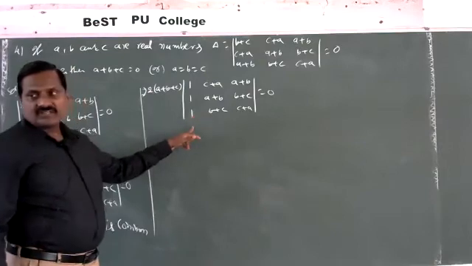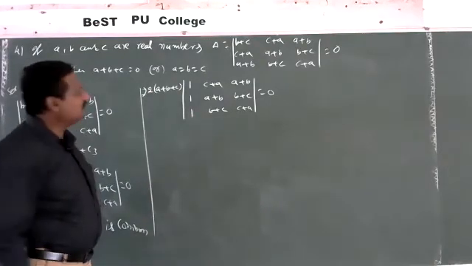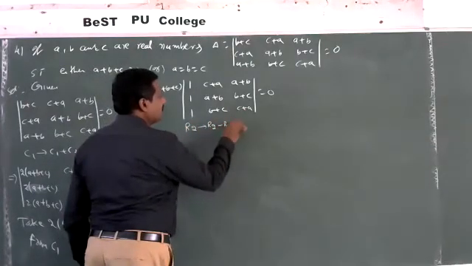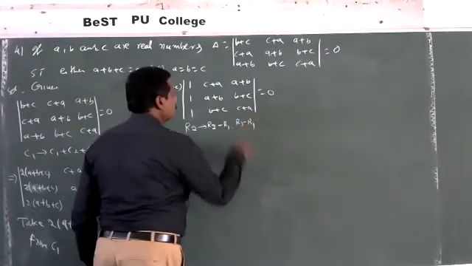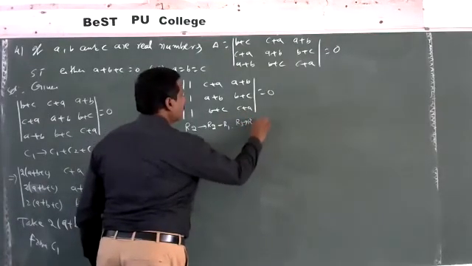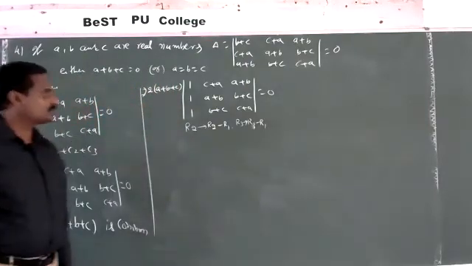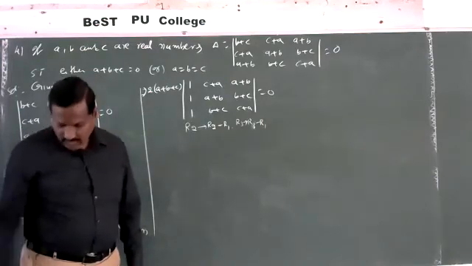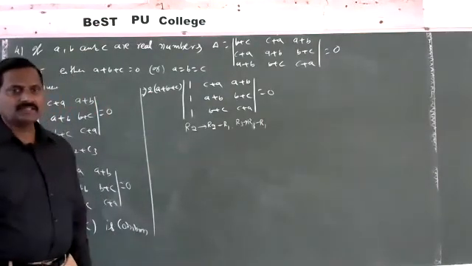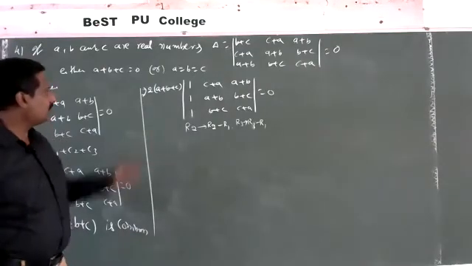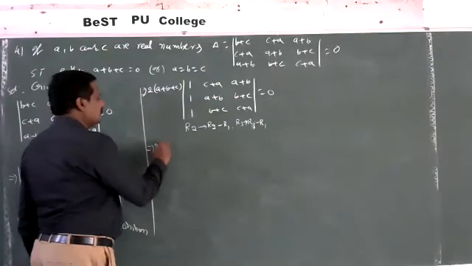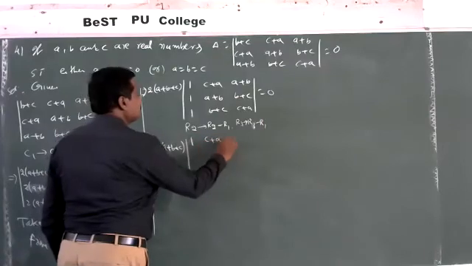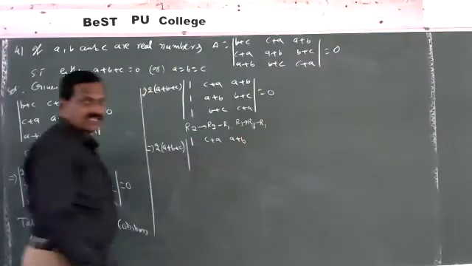Now we apply that one column has elements all ones, so immediately apply R2 goes to R2 minus R1 and R3 goes to R3 minus R1. If you apply that operation, it is 2 into (a plus b plus c), R1 written as it is: 1, c plus a, a plus b.